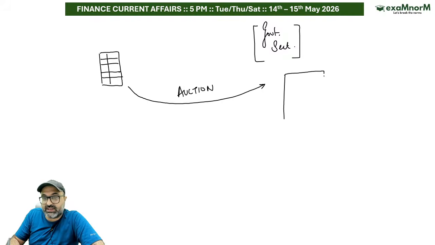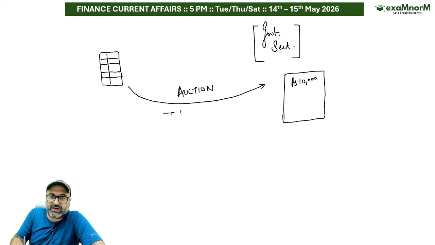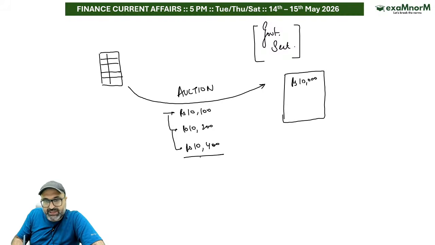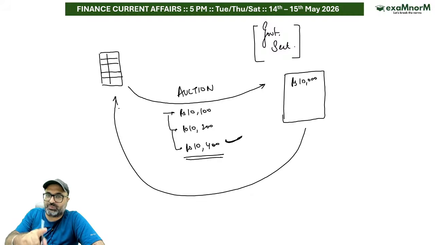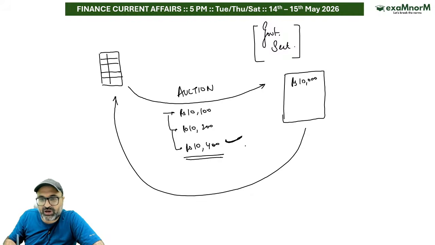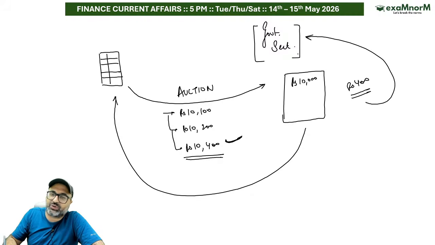Which means, let's say the government security face value is 10,000. These institutes, they will come up with an auction that I'm ready to purchase it at 10,100. Somebody says that I'm ready to purchase it at 10,200. Somebody says I'm ready to purchase it at 10,400. So out of all three, the highest bid is 10,400. So RBI will issue this security of 10,000 rupees at 10,400 rupees. That 400 rupees is going to be a premium which government has received due to the high demand.